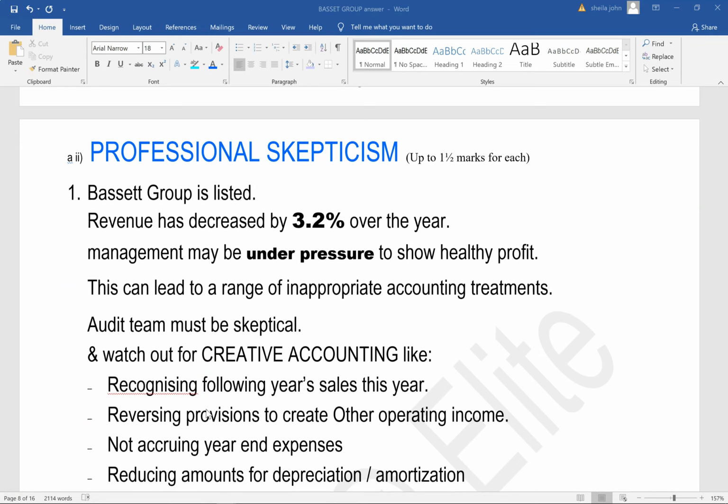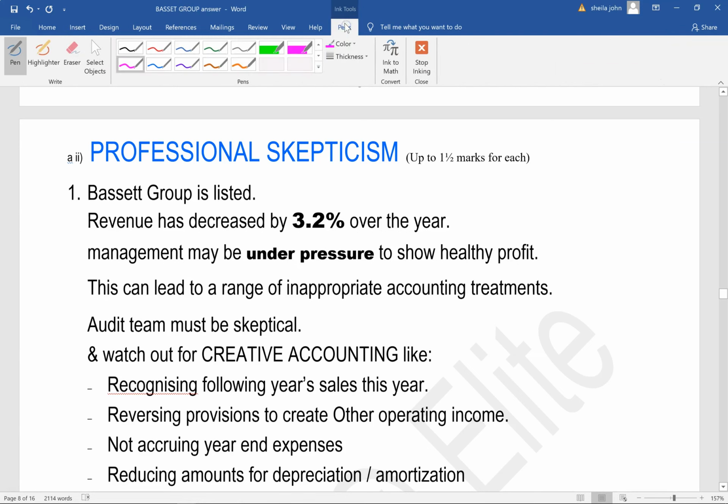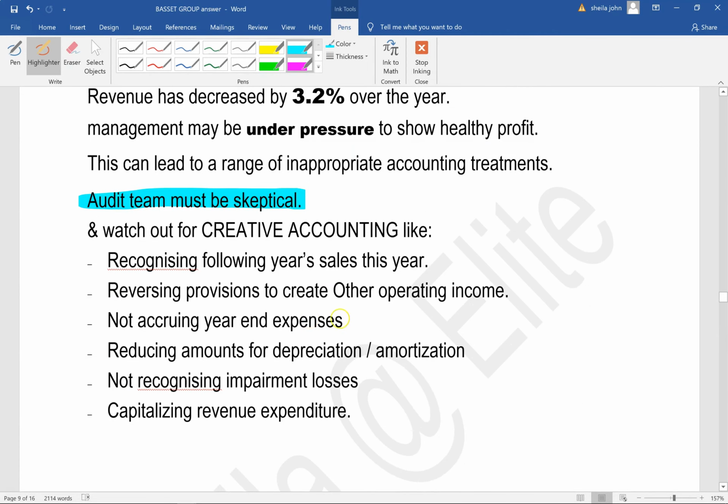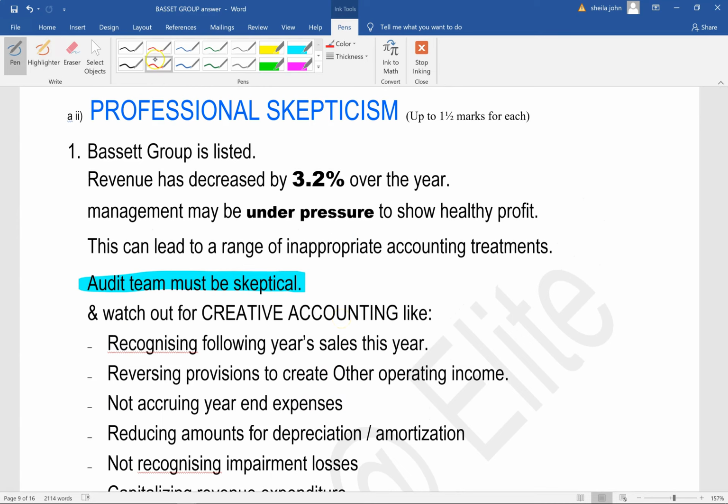All right, so the first part here is Basset is listed, and the revenue has actually gone down, and therefore management may be under pressure. Okay, and this could lead to a range of inappropriate accounting treatments, and we're saying here that the audit team must be skeptical and watch out for creative accounting like some of the following areas. But I'm not going to put that many down because you've got to remember that in the exam, you're only given 1.5 marks for each of these points. So just be careful with your timing.